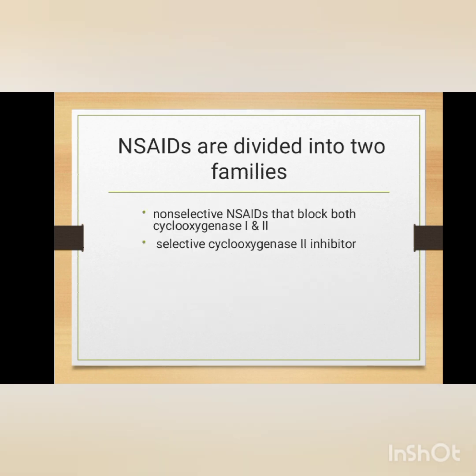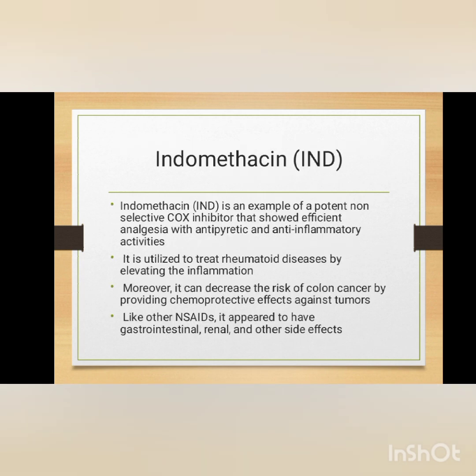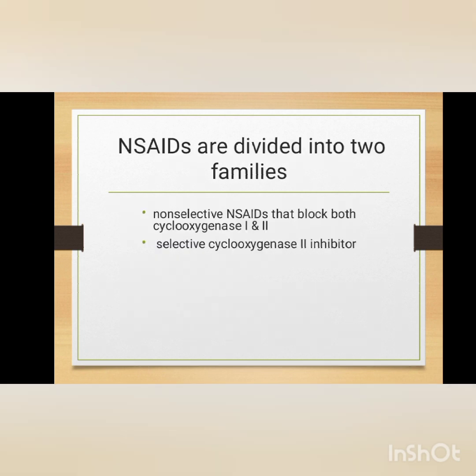This medicine is divided into two main families. One is non-selective, which blocks both cyclooxygenase 1 and 2, and the second is the selective cyclooxygenase 2 inhibitor. This is IND, which stands for indomethacin. This is a type of NSAID, non-selective.